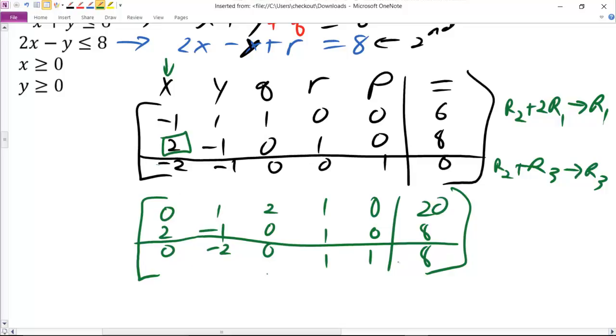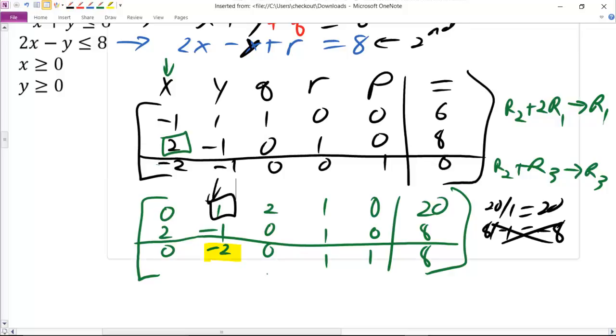Do we have any negative numbers? Yes, we do. We still have a -2. So what we're going to do is do the ratio of the y column. So now we're in the y column. 20 divided by 1 equals 20. 8 divided by -1. And some of you who are picking up on this faster are saying that's a negative ratio. I don't want that. Negative ratios can't work. And so therefore, my only option is to pivot there.